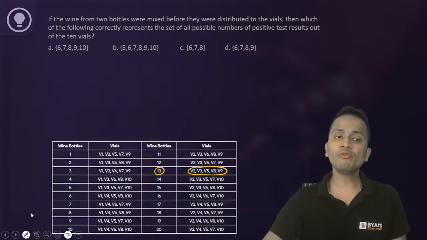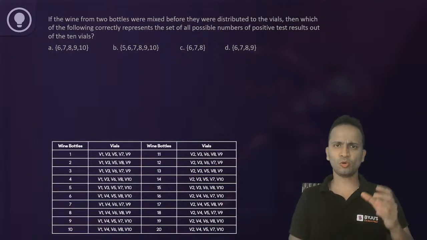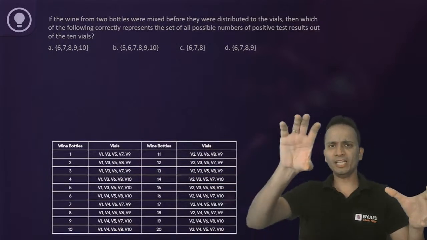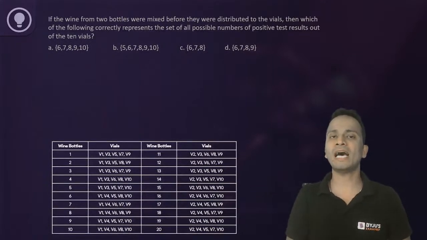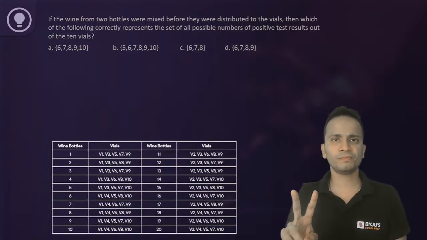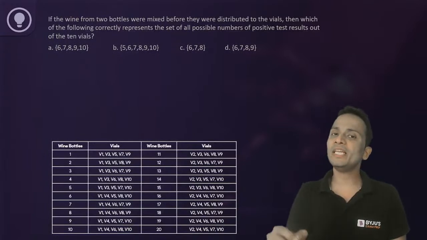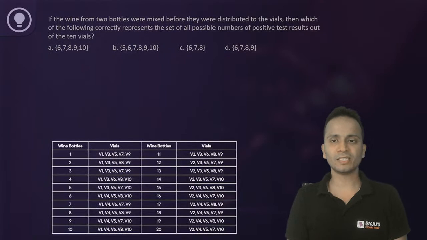But now we have mixed the wine of two bottles. Okay, so I took one bottle, took another bottle, and mixed the wine of both. That means both these bottles have poison. Okay, so now not one but two bottles have poison. Now these two bottles can be any two bottles out of these 20 bottles. Okay, right? This is one thing.